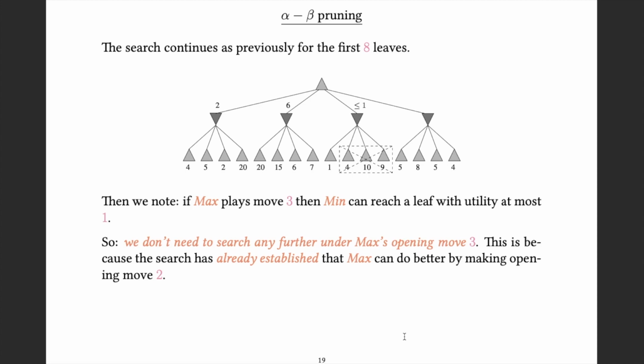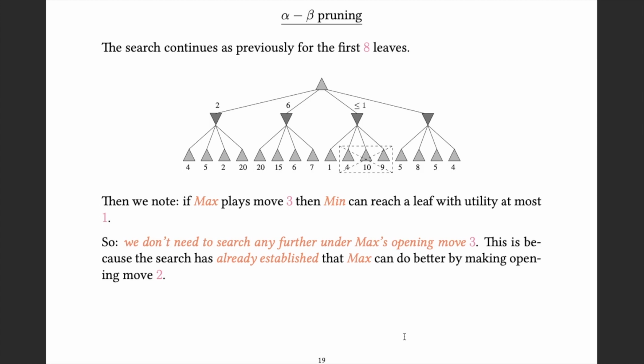So if max is playing rationally, max will never come to the third subtree, and we only need to see that single leaf labelled as a 1 to establish this. Hence the leaves labelled 4, 10 and 9 have been crossed out, because we can't gain anything by looking at those leaves. I'm going to explain that again, because it's kind of critical.